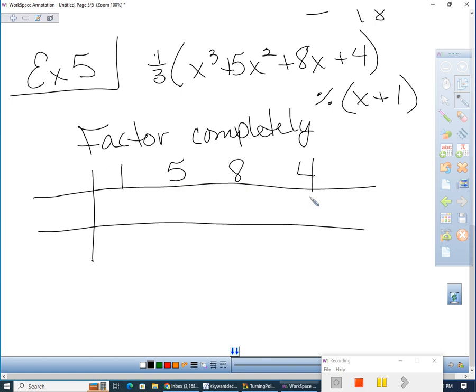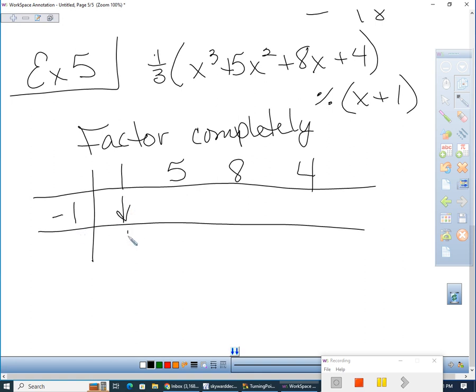So quick question before I keep going. What if I was missing like an x squared? What do you think you have to do for your coefficient? Okay, just checking. All right, so then what is my zero of this parenthesis? Minus 1. All right, so now we're going to go ahead and divide.